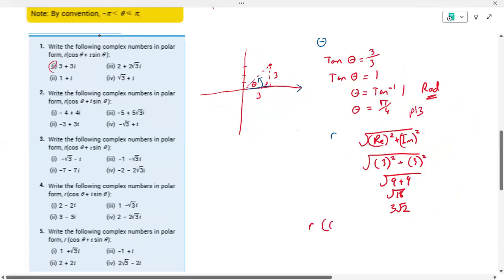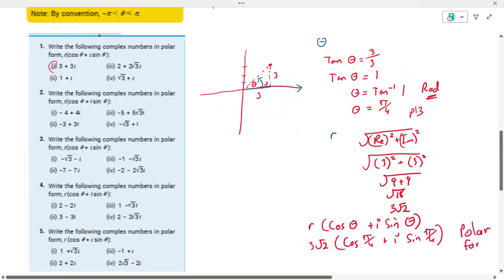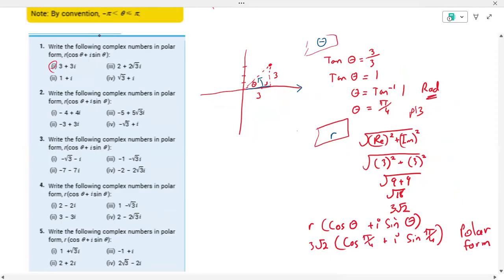So it's r cos theta plus i sine theta. So my argument, my r, is 3 root 2. My theta is pi over 4. And that's it. That is polar form. So it's easier than you might think. Polar form is calculating theta, calculating r, and then piecing it together and putting it back into the polar form version.